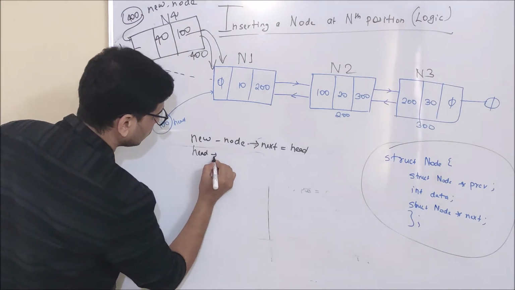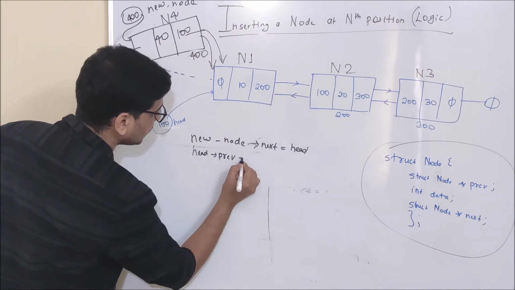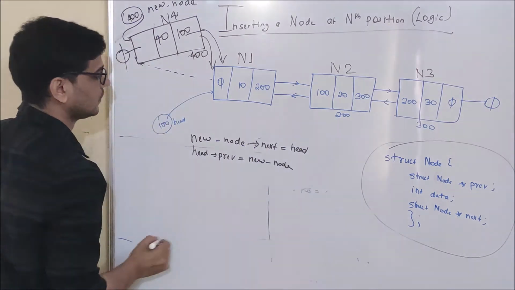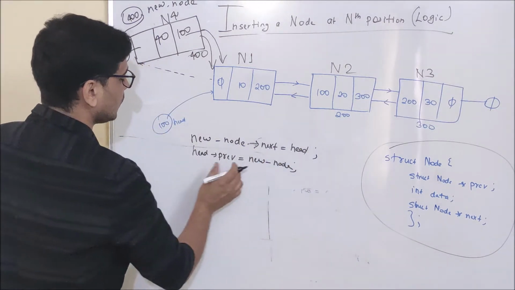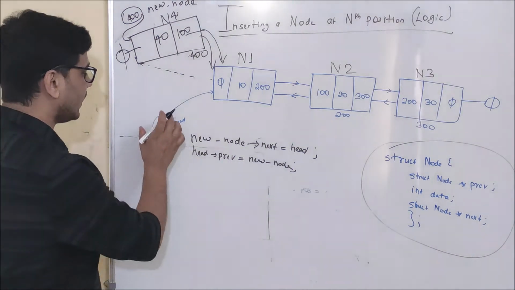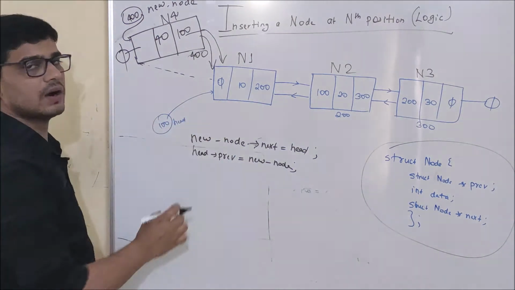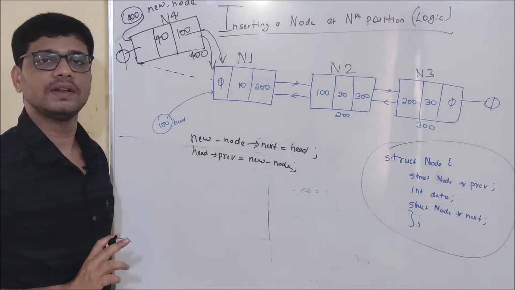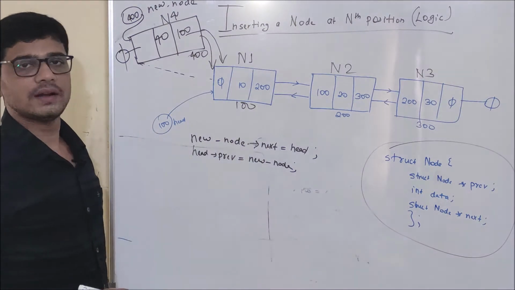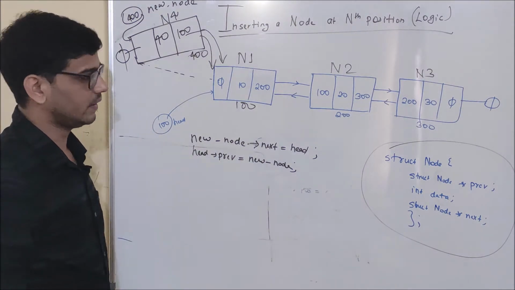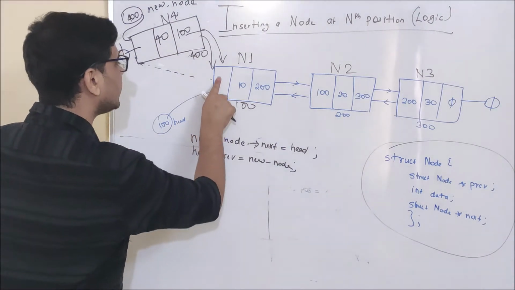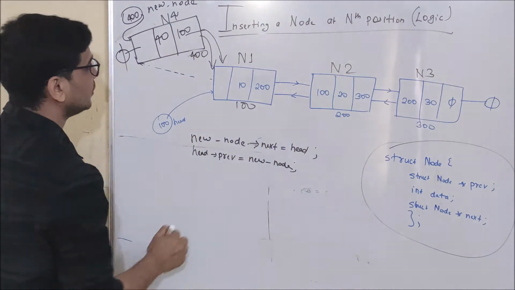Head.previous = new node. Okay. Head.previous. What is head.previous here? Head.previous is the previous part of the node starting from memory address 100. So node 1 is starting from memory address 100 and this is the previous part. So here what we are going to do is we will update it to new node.